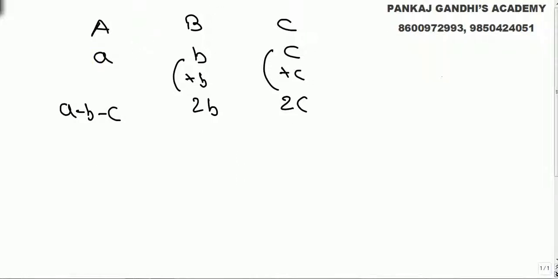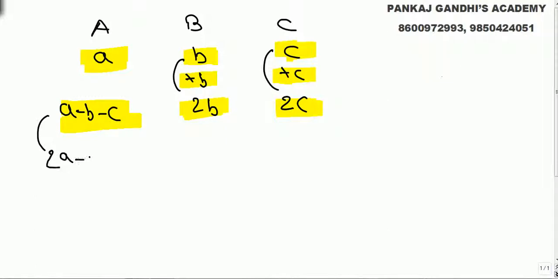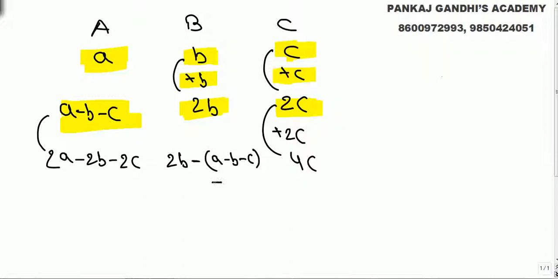First A doubles the diamonds of B and C, means he will give B to B, that is 2B, C to C, that is 2C, and he will be left out. Now B will double the diamonds of A and C, means what all A had, the same thing he is going to give, so it will become 2A minus 2B minus 2C. What all C is having, he is going to give that 4C, so he will be left out with 2B minus, he gives A minus B minus C to A minus 2C, and then C doubles.